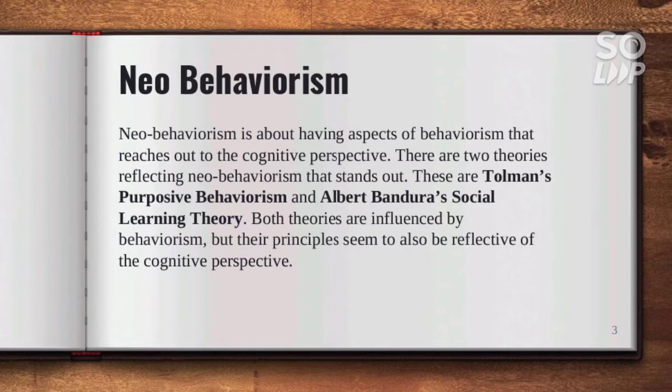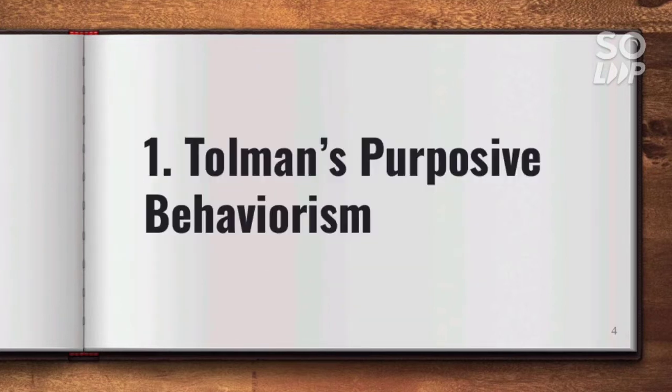There are two theories reflecting neo behaviorism that stand out. First is Edward Tolman's purposive behaviorism, and second is Albert Bandura's social learning theory. Both theories are influenced by behaviorism, which is focused on external elements in learning, but their principles seem to also be reflective of the cognitive perspective, or it is more focused on internal elements. Now let us start with Tolman's purposive behaviorism.